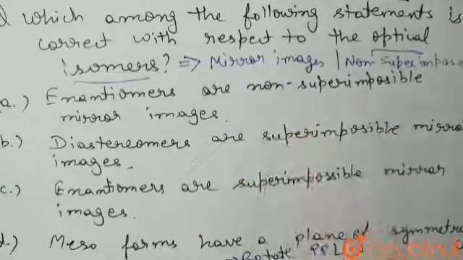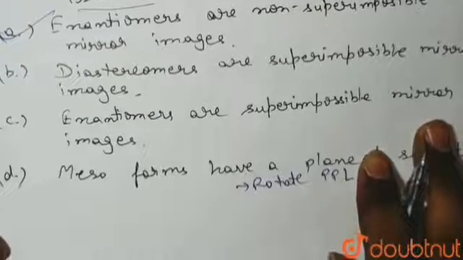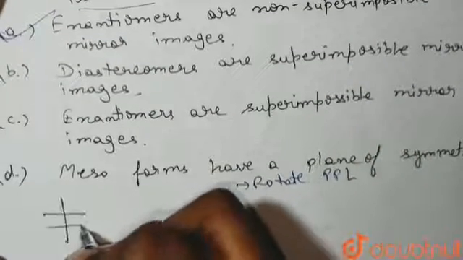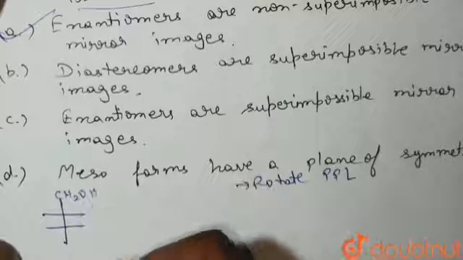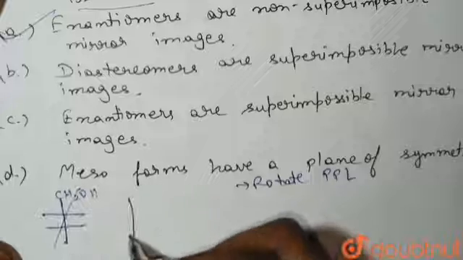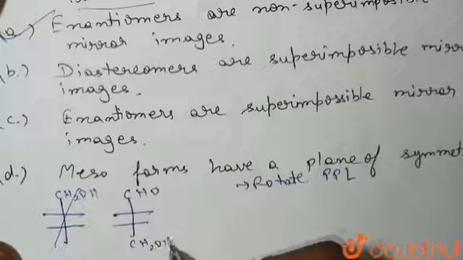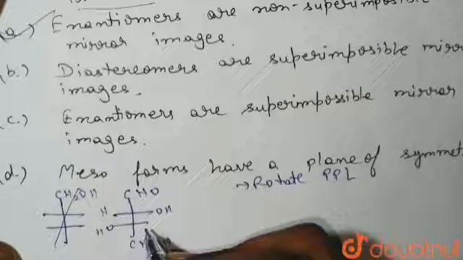Option A: enantiomers are non-superimposable mirror images, which is correct because we know that enantiomers are non-superimposable mirror images. So this is a correct statement. If I give you an example, let's say we have CH2OH here, and CHO here, CH2OH here, OH, H, and OH, hydrogen.